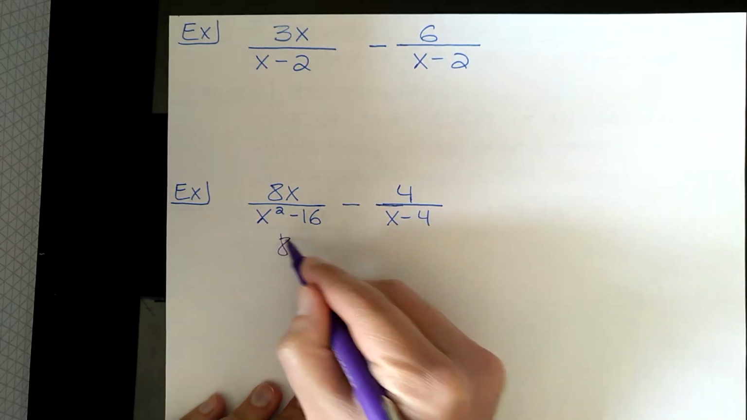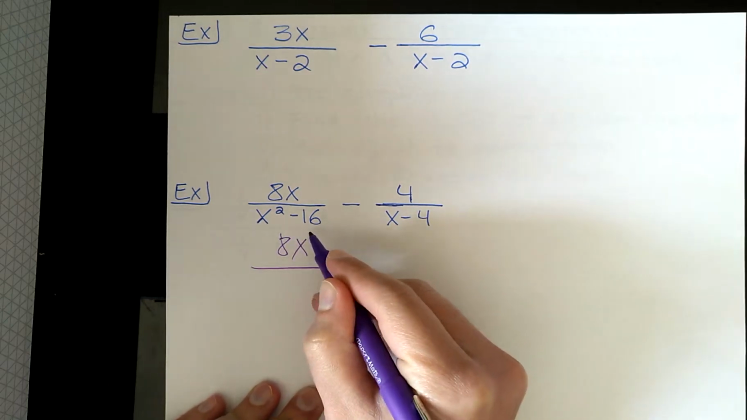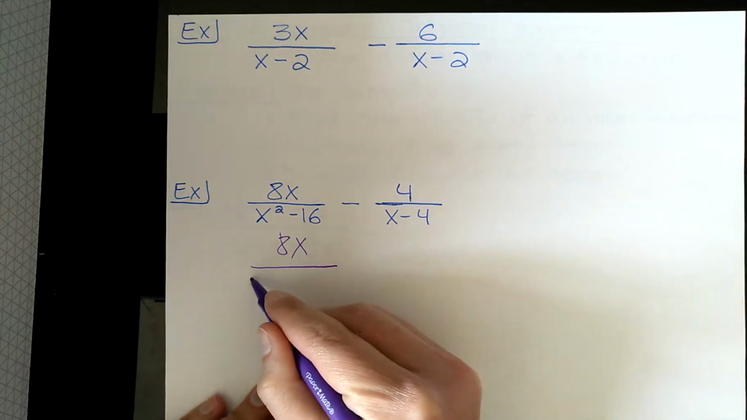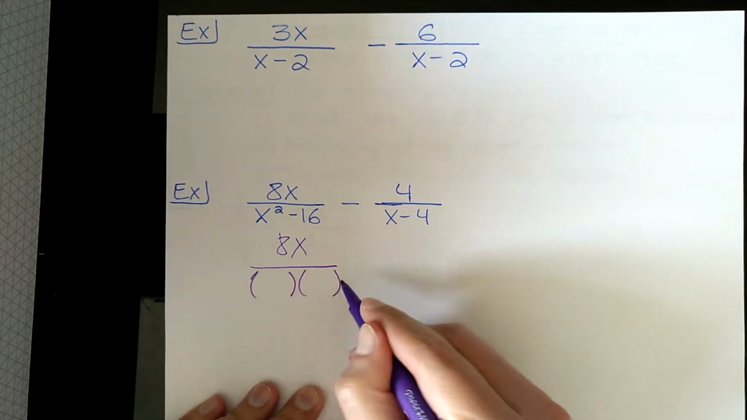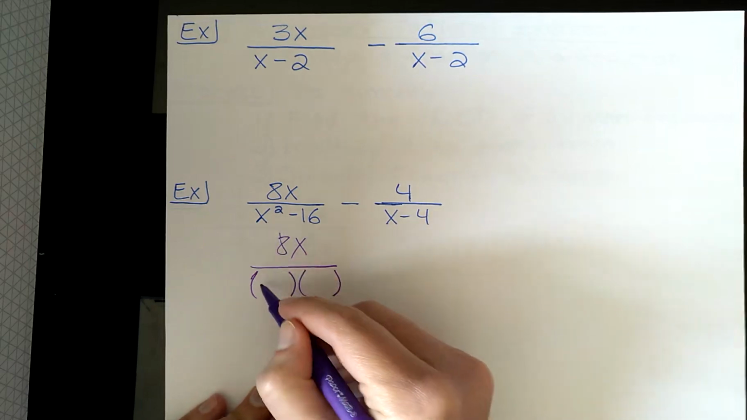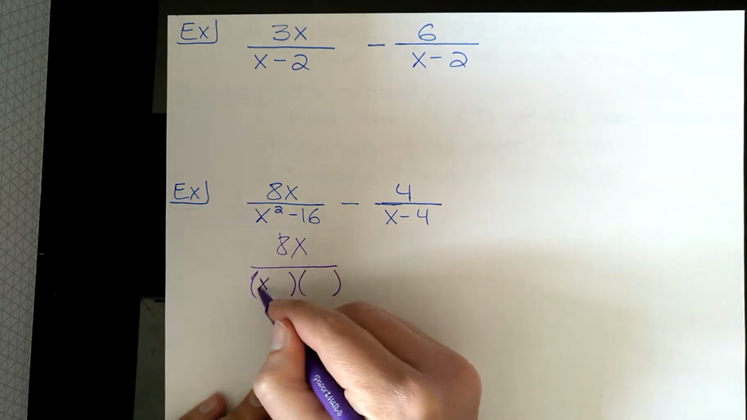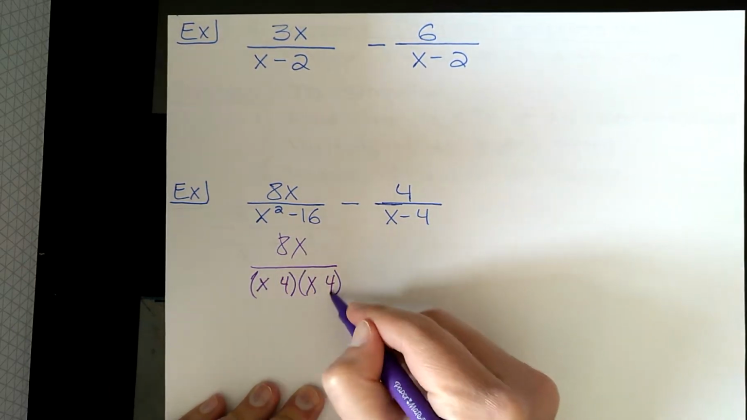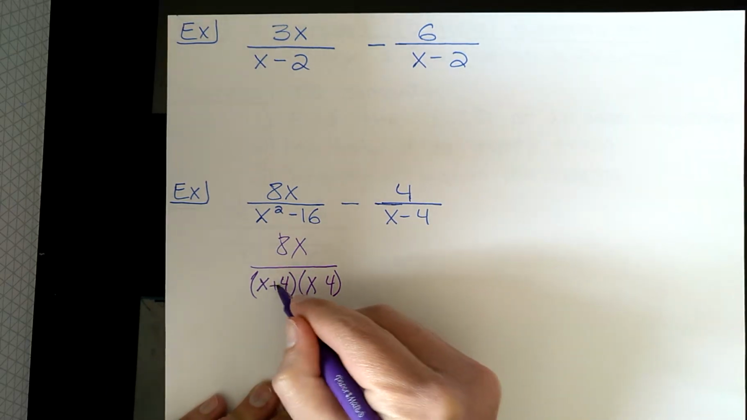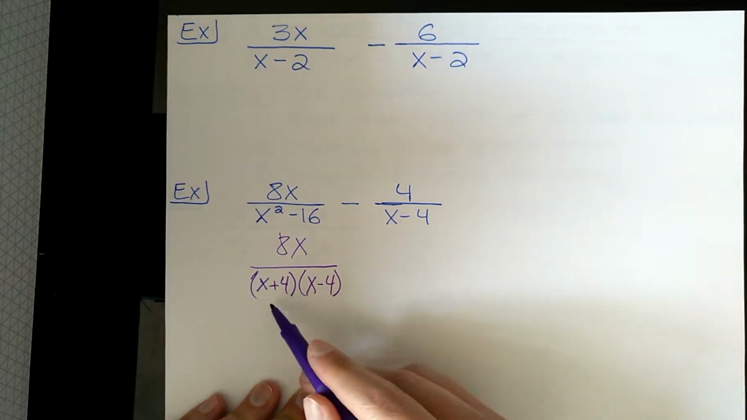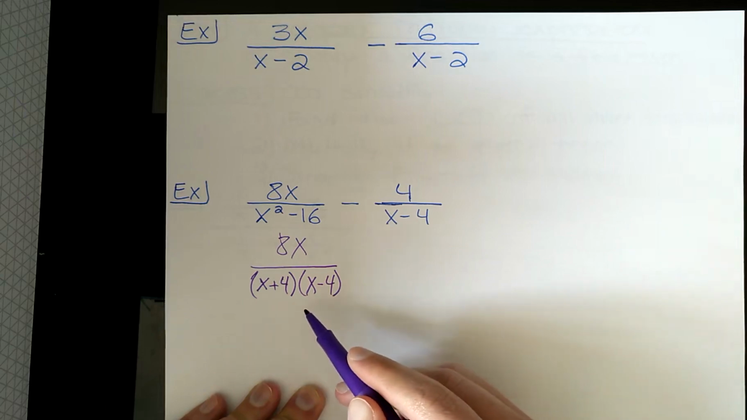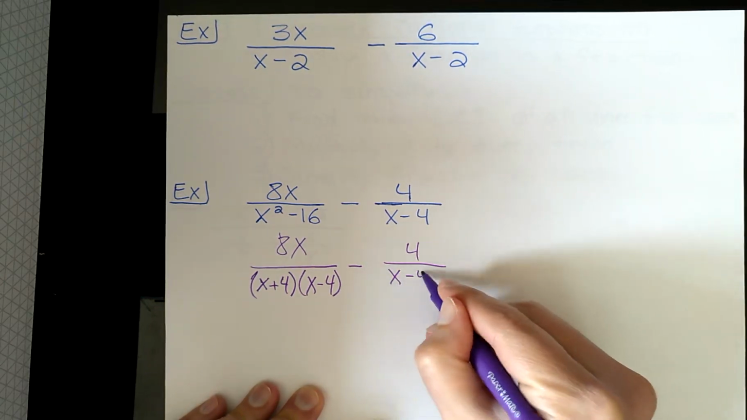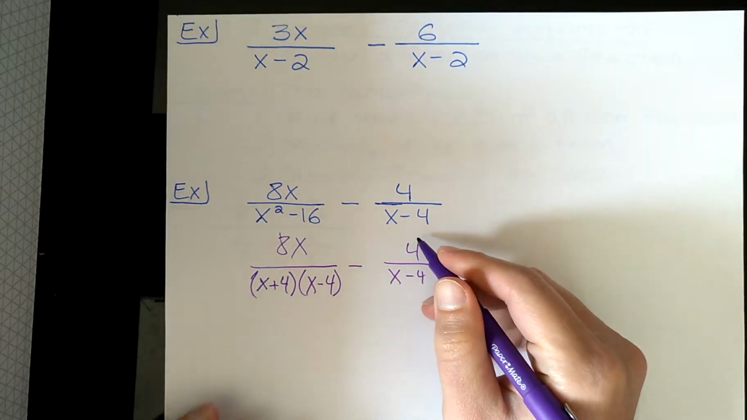So we need to factor x squared minus 16. Hopefully you can see that that's a difference of squares again. So we break it up. The square root of x squared is x. The square root of 16 is 4. And we put a plus with one and a minus with the other. We have a difference of squares factored now. The fraction with minus 4 over x minus 4 does not factor, so we just leave it alone.